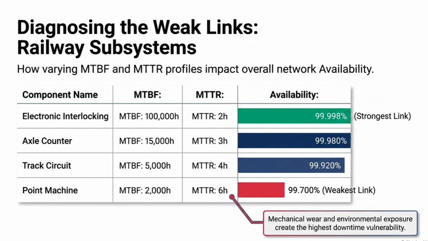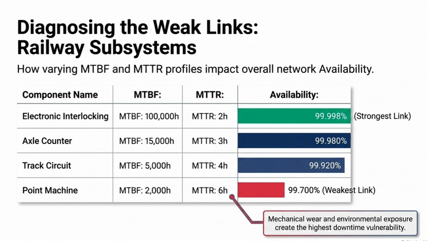The point machine, the heavy gear that physically moves the rails to switch a train's path, has an MTBF of just 2,000 hours and takes a grueling 6 hours to repair. That drags its availability down to 99.7%. Now, that might still sound high, but in a high-density rail network, that 0.298% drop translates to literally hours of catastrophic system-wide delays. Mathematically speaking, the physical point machine is our weakest link.